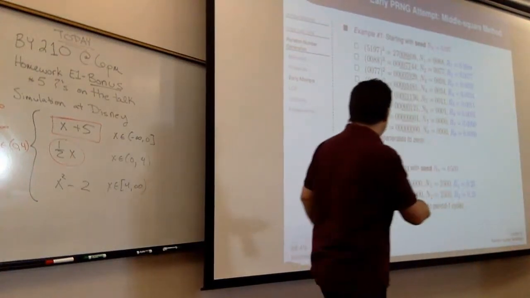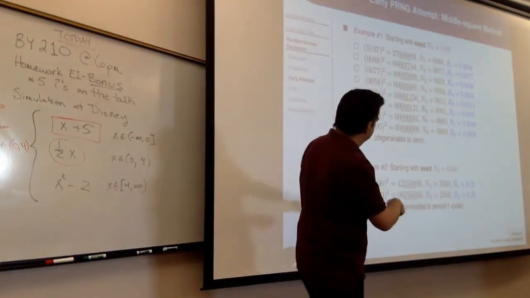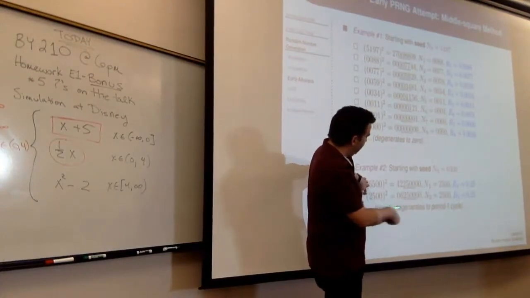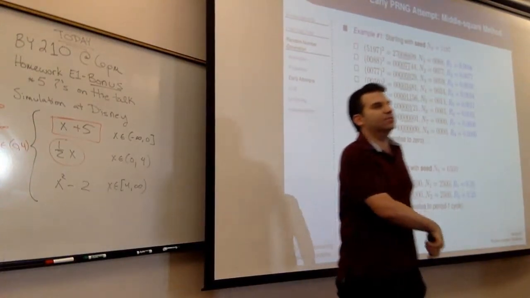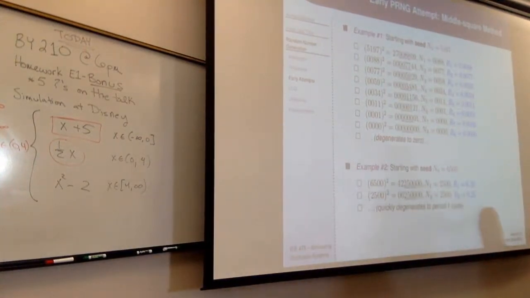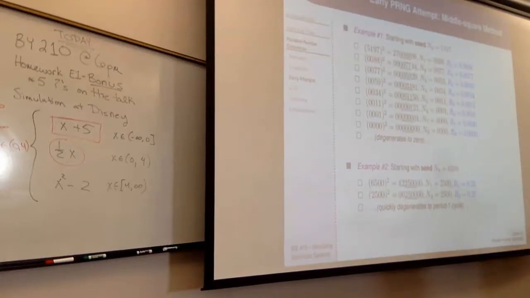In this case, we started with 6,500, squared it, and it gave us 2,500. Now when you take that and square it in the next iteration, you get 2,500 again, and then you're stuck. So this method tended to be not very good. It couldn't produce long cycles that were uniform and had independence.